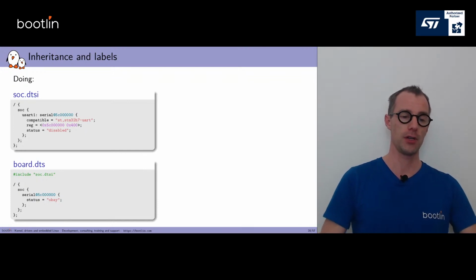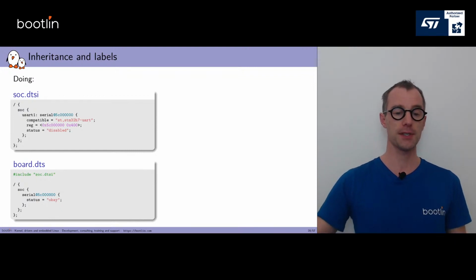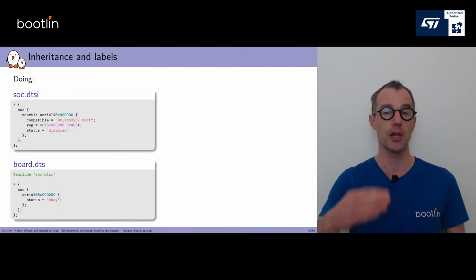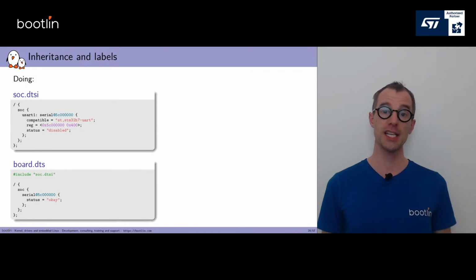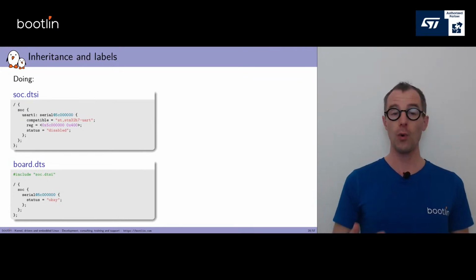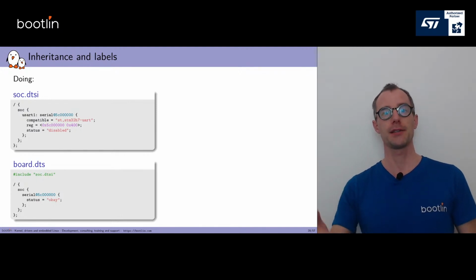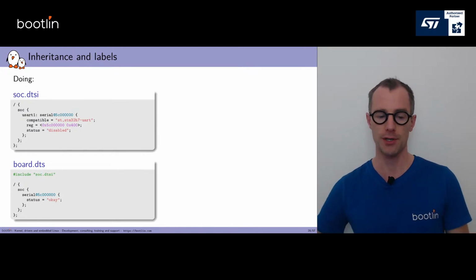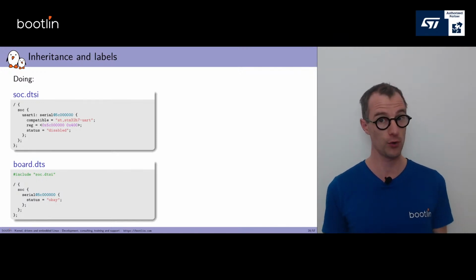So you have a hierarchy /soc/serial@5c0000, that's the hierarchy of nodes in the DTSI. In a DTS specific to your board, if you want to override a property from that node, well, you can simply replicate that hierarchy /soc/serial@5c0000, and then you override the status property. That's one way of doing it.